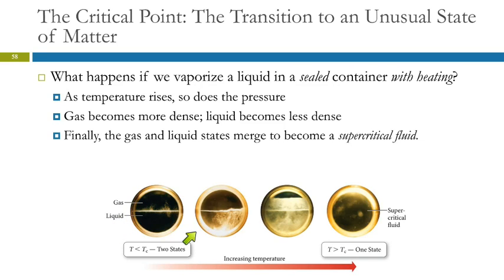As we increase the temperature, the division between these two states begins to become a little bit blurred, and at a temperature above what's called the critical point, there is only one state. It's a supercritical fluid. It's not a gas, and it's not a liquid. It's weird. It's a weird state, right? Supercritical fluid.